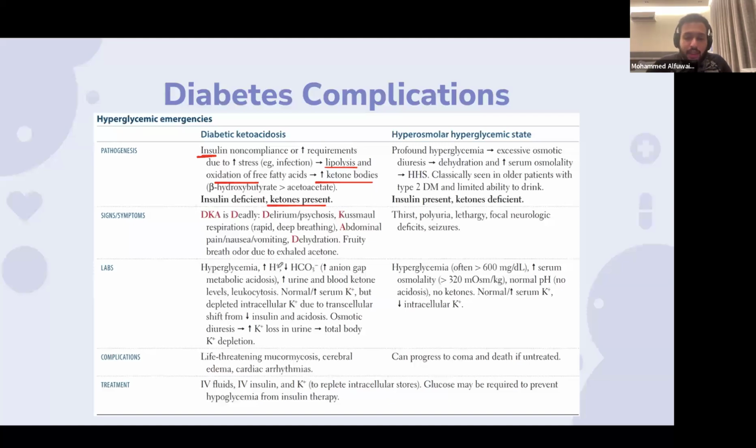So you'll have hyperglycemia, low bicarb, high anion gap, high urine and blood ketone levels. Potassium could be elevated. Why? Because they have acidosis. Acidosis with hyperkalemia is a very common sign. And yeah, that's pretty much it.